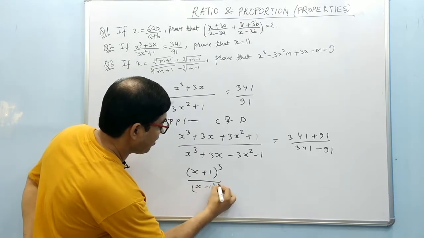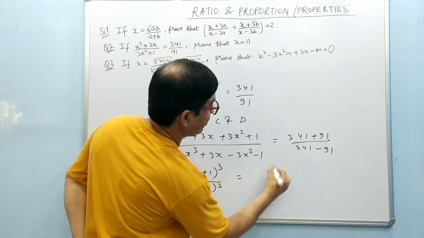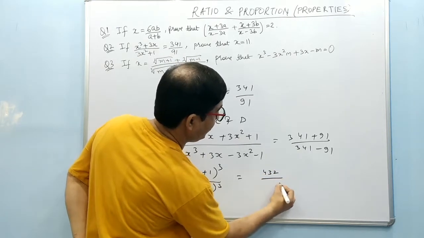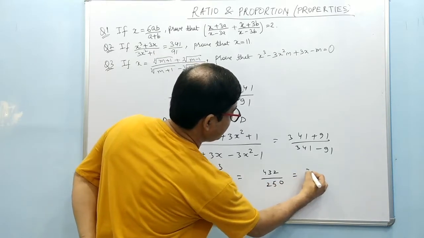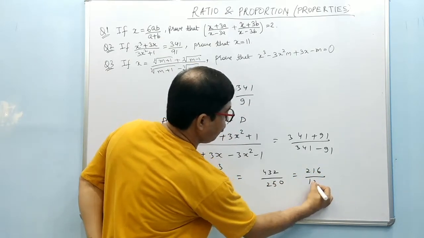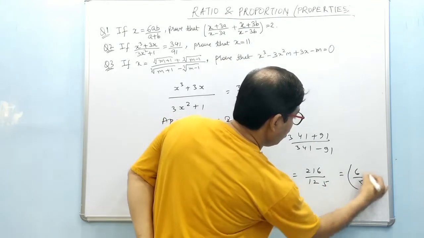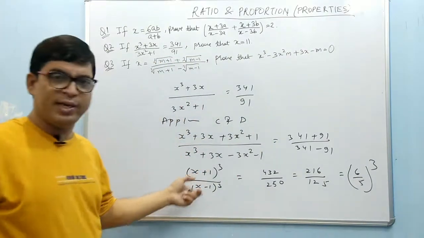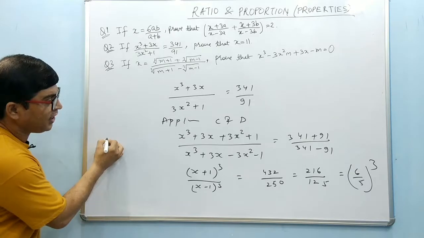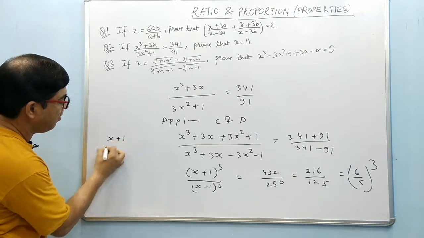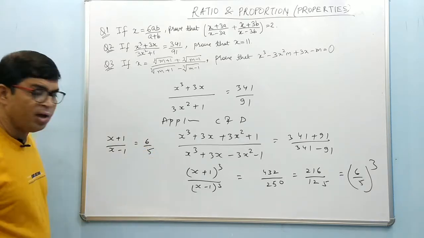Is it? And here it is coming out to be 432 divided by 250, which is 216 by 125, and which is (6/5) whole cube. In cube format we can cancel out the cube on both sides, which ultimately gives us (x+1)/(x-1) is equal to 6/5.